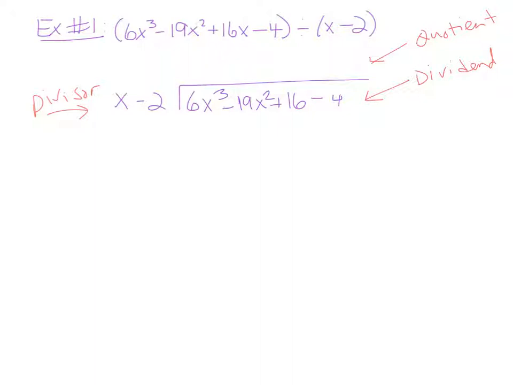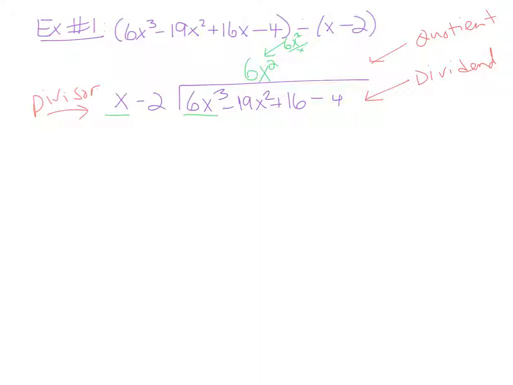So we're going to start by taking the highest term of our dividend and dividing by the highest term of the divisor. When you do that, you will get 6x squared. And you're going to put that over the 19x squared. So that's going to be the same degree term. So remember, we get that by doing 6x to the 3rd over x.